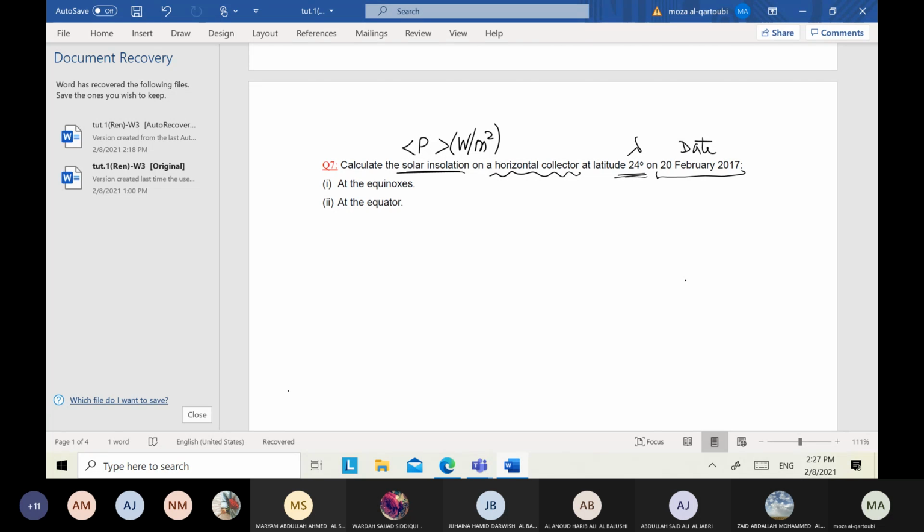You know equinoxes from before. That means the spring and autumn seasons. Then at the equator, how do we find the power density now? Anyone try to solve this note?